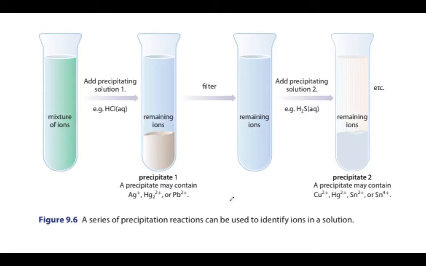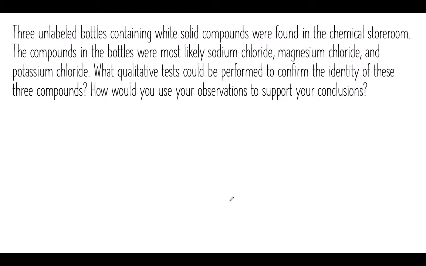Okay, let's take a look at an example. There are 3 unlabeled bottles containing white solid compounds. They are found in a chemical storeroom, and they are suspected to contain NaCl, MgCl2, and KCl. How can we use our qualitative tests to confirm which one contains which of these compounds?